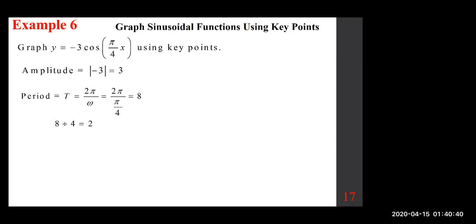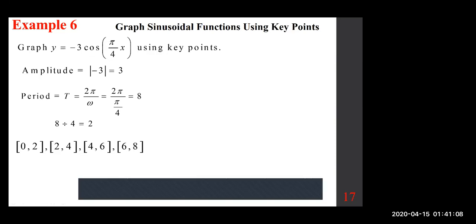There is no phase shift, class. So we start from 0. That means the first one is 0 to 2, 2 to 4, 4 to 6, 6 to 8. So what I'd like you to do is 2 things. Number 1, find the pairs. That means you need to find 5 pairs. Number 2, graph them. Let's pause the recording for a moment for you to do that.